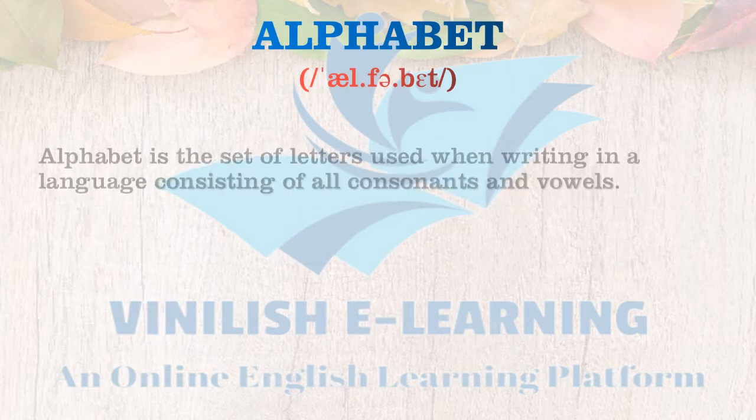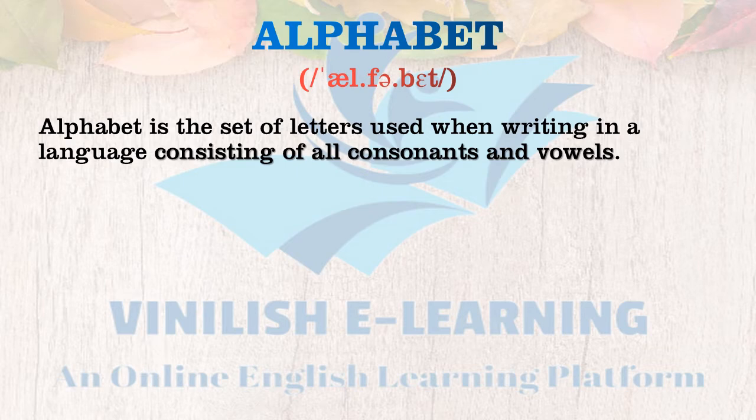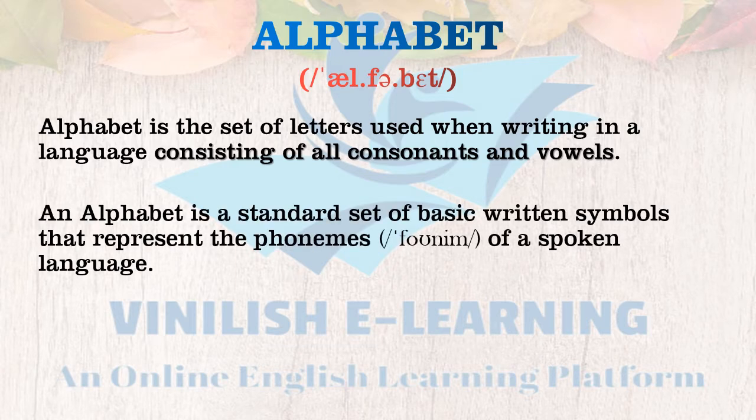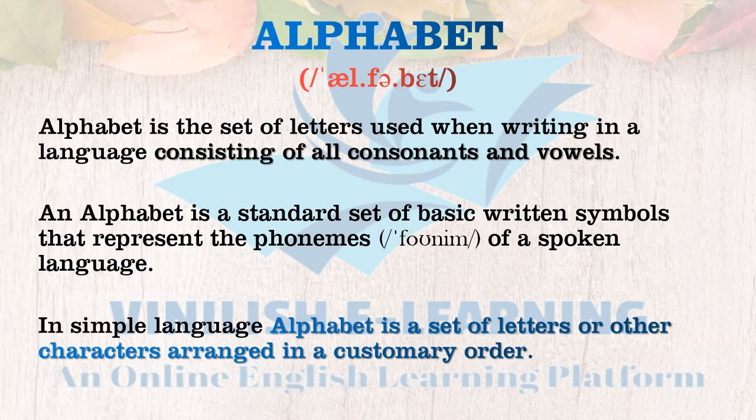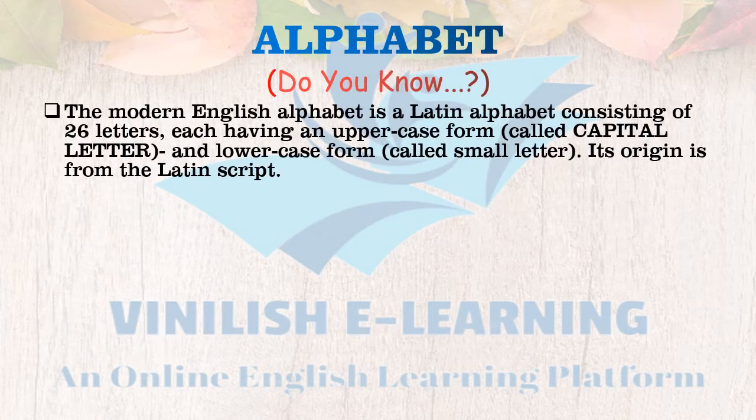Alphabet. Alphabet is a set of letters used when writing in a language, consisting of all consonants and vowels. An alphabet is a standard set of basic written symbols that represent the phonemes of a spoken language. In simple language, alphabet is a set of letters or other characters arranged in a customary order.